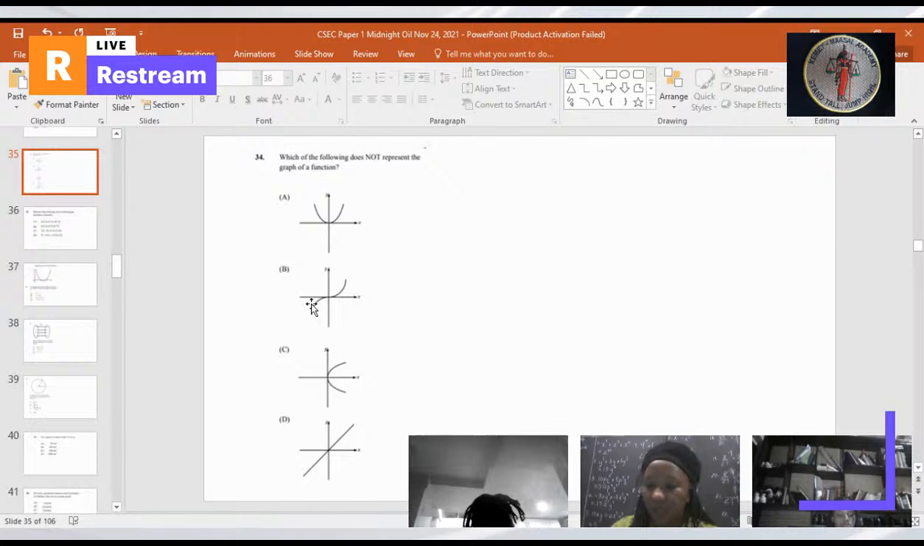What would that mean in terms of x and y values? Remember, for a relation to be a function, what would have to happen? Each x would have to go to only one y value. Yes, each x could only go to one y, right? Yes, miss. So how can we tell then which one of these does not have each x going to only one y?